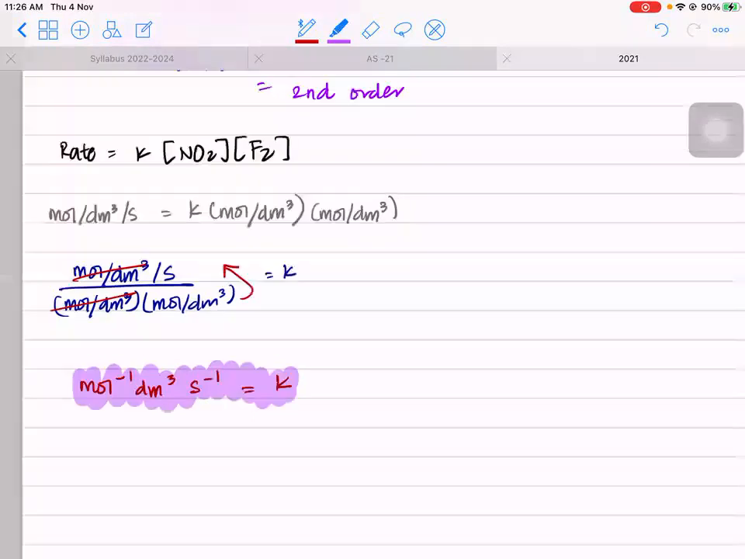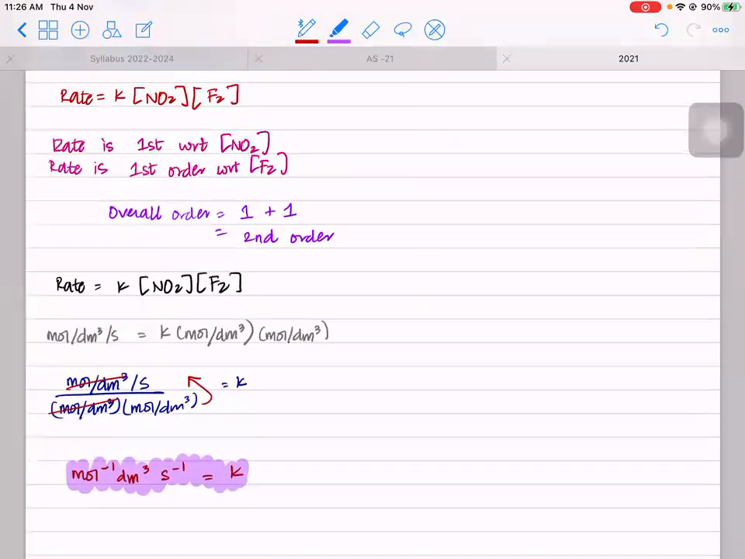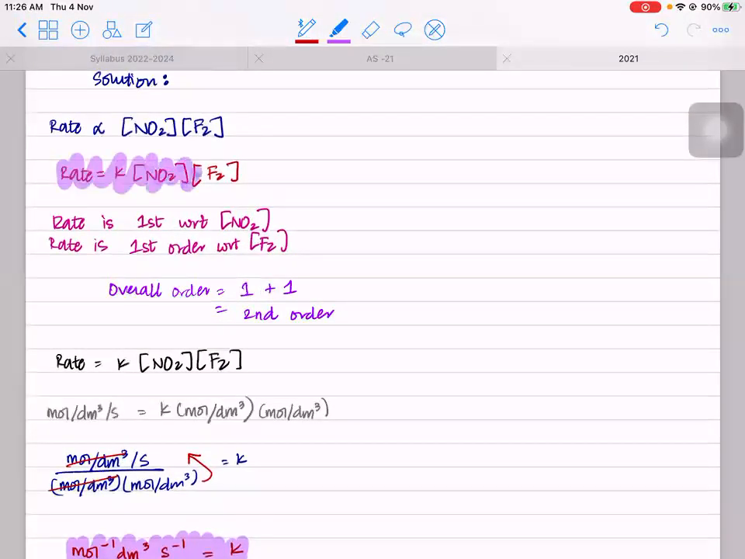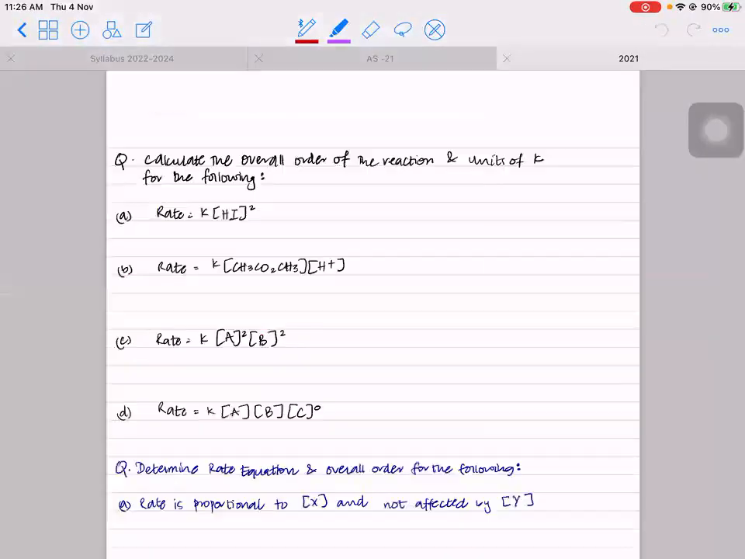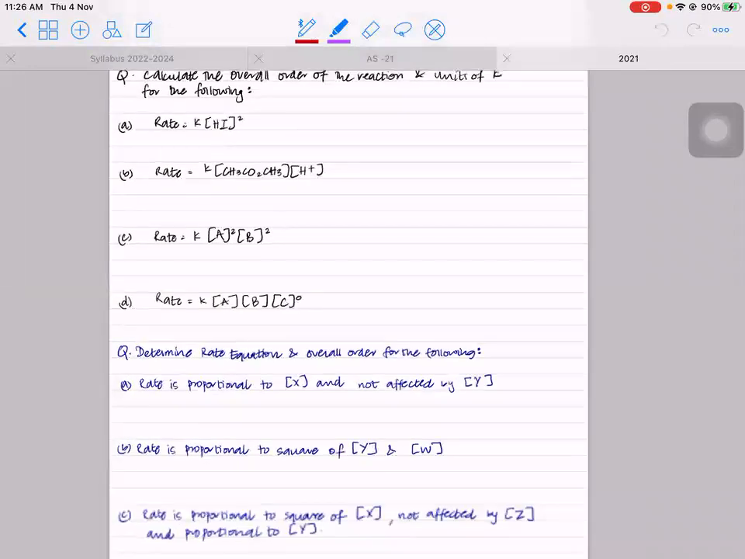These are your units. This is your SI unit for K. Clear? So we found the units for K. We found the rate equation. And we know the overall order, which is second order. Is this clear? All right. Now let's try these.